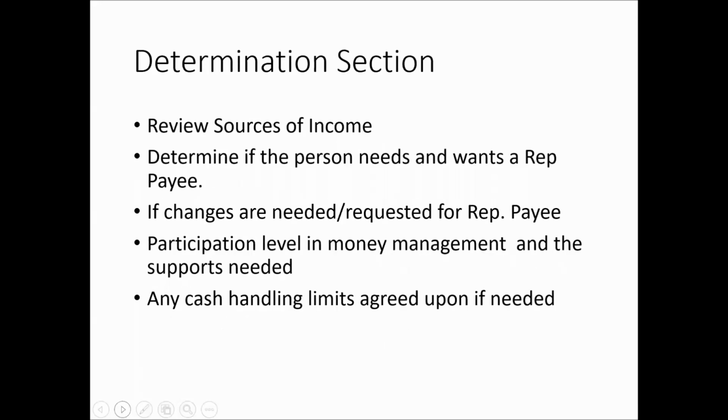So in the last section of our assessment, we do a determination section, and this will review the sources of income the person has, and determine if the person needs and wants a rep payee based on all of the assessments that we've completed. If there are changes that are needed or requested, we would talk about that at that point, and determine if the person is capable with support to manage their money, and if there are cash handling limits, what those will be. So it gives us an opportunity. We're planning on doing this assessment on an annual basis, so this will give us an opportunity to review and discuss rep payee status annually.